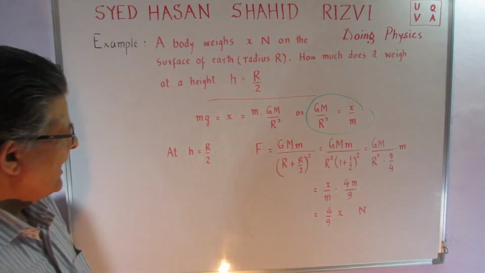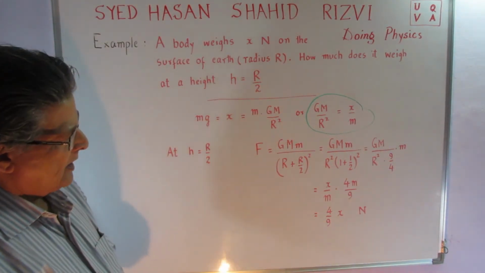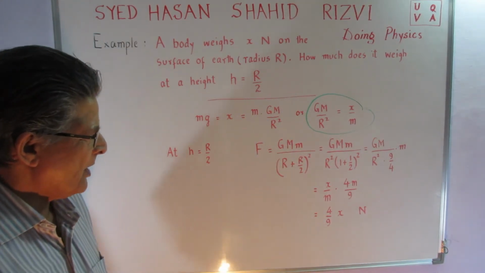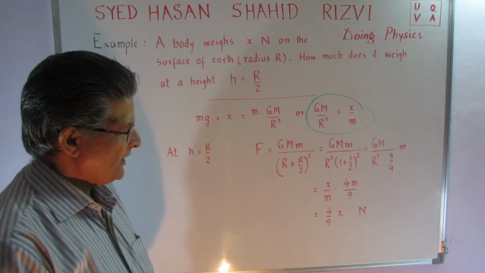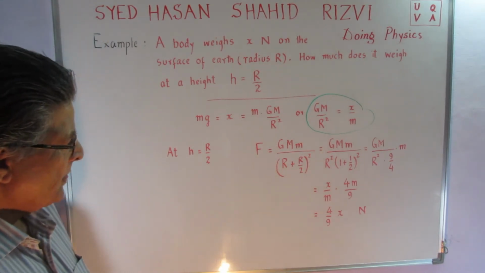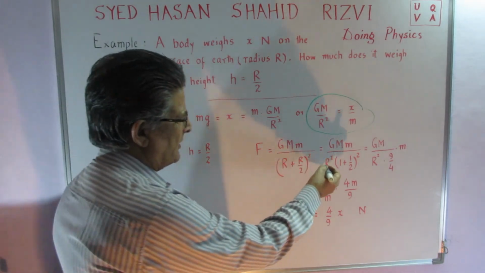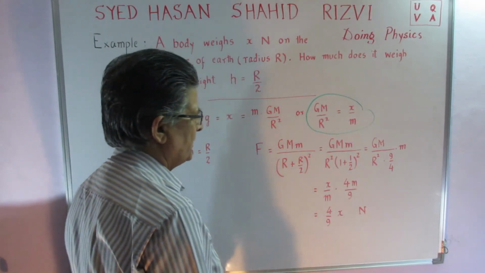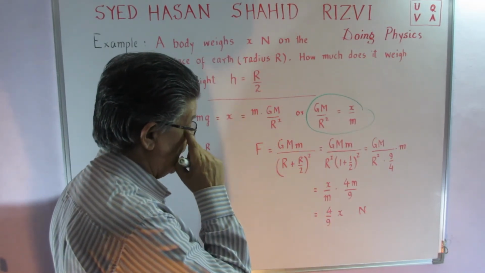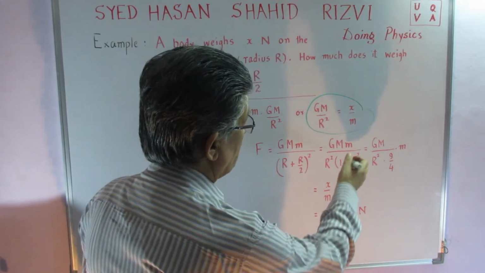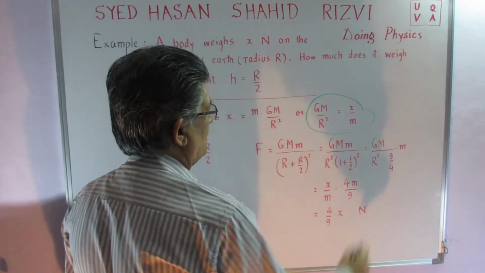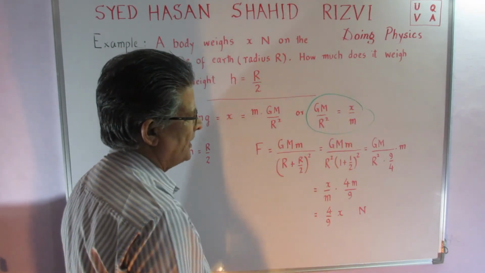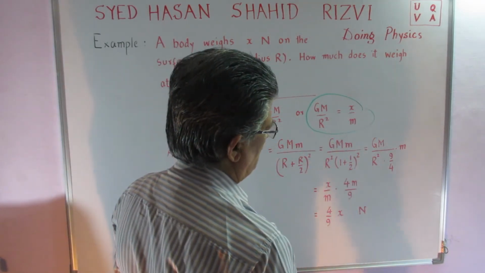At the height h is equal to r by 2, I just write the formula again: F is equal to capital G M m upon r plus r by 2, which is height, squared. So I just take r out and I get r square here, and 1 plus 1 by 2 whole square. This turns out to be equal to 3 by 2 whole square, which turns out to be equal to 9 upon 4. So capital G M upon r square into 9 by 4.